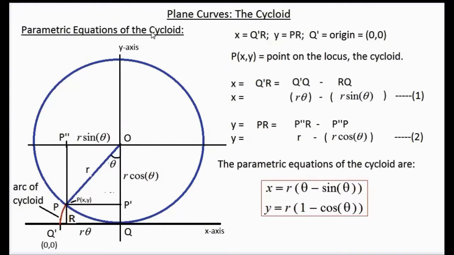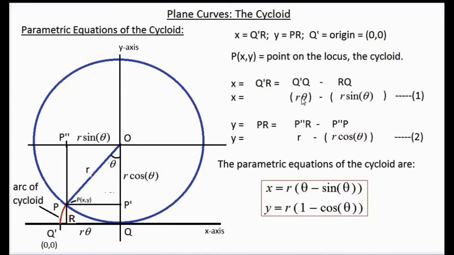The parametric equations of the cycloid. We have marked the distances. The point P with coordinates x, y is the point on the locus, the cycloid. So the x coordinate is given by Q prime R. Q prime is taken as the origin. The x coordinate of the point P, which lies on the cycloid, is Q prime R, which is Q prime Q minus RQ, this whole Q prime Q minus RQ, this distance.